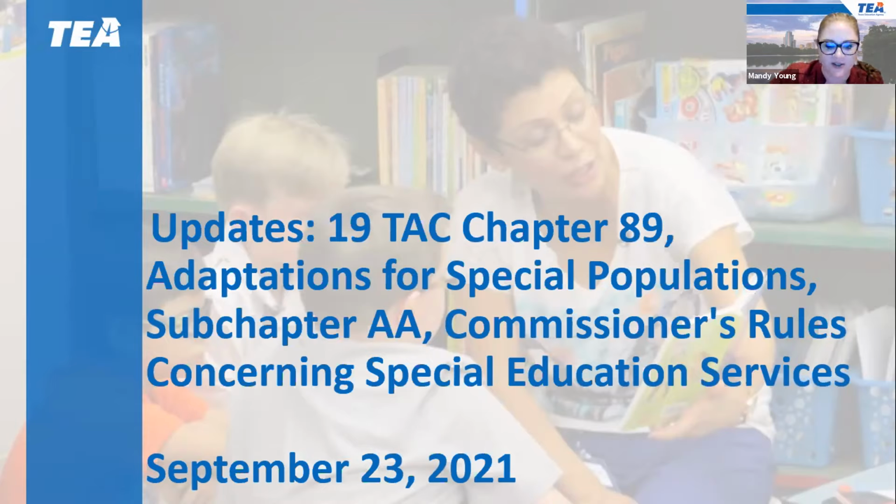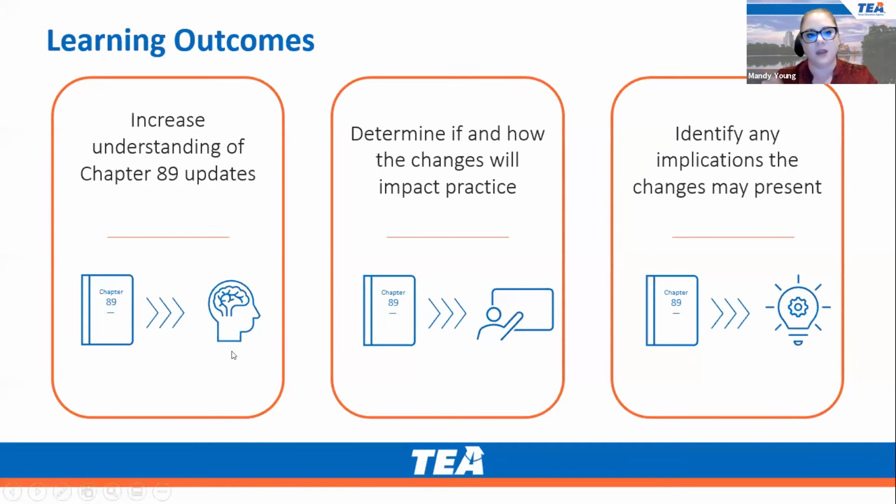So Dawn and I are going to talk to you today. As some of you already know, there were some proposed rule changes back in June, and today we're going to discuss those updates to Chapter 89 for special populations. So let's get into it. We decided to present these changes to you today in order to increase your understanding of the Chapter 89 updates, help you determine if and how those changes might impact your practice, and identify any implications that these changes might present.